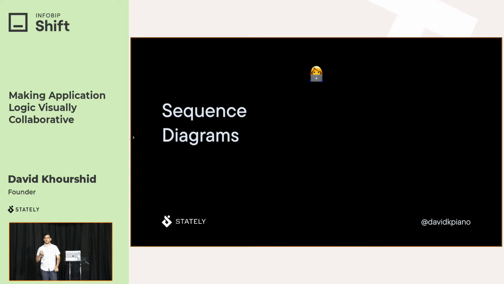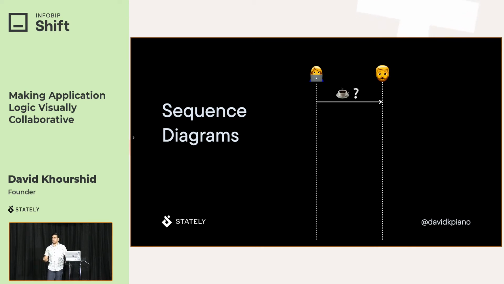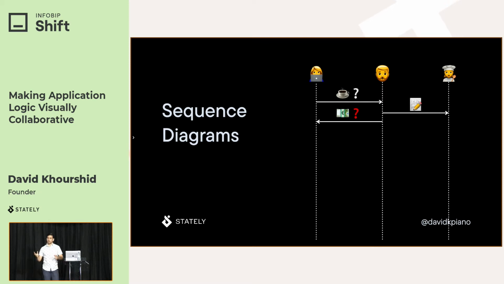For example, there are also sequence diagrams too. And these are extremely useful in not only describing the behavior of a single thing, but the behavior of multiple things together. For example, if we're ordering a coffee, we would ask the cashier, hey, I would like a coffee, please. The cashier would tell the barista to make an order, and then the cashier would at the same time request money.